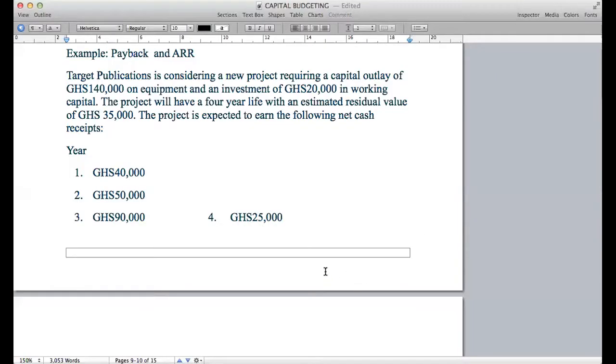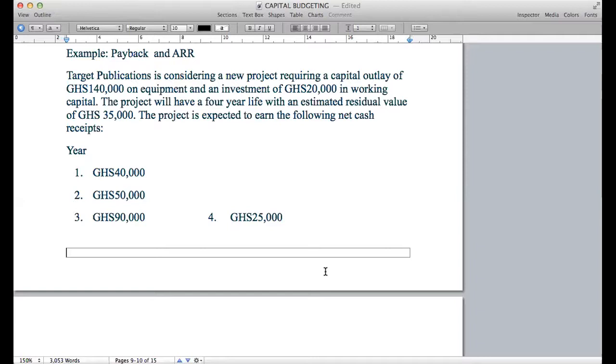So the question says that Target Publications is considering a new project requiring a capital outlay of 140,000 on equipment and an investment of 20,000 in working capital. How do you treat working capital? In fact, for normal payback, just add it to the cost. Or for accounting rate of return, add it to the average investment. The project will have a 4-year life with an estimated residual value of 35,000.